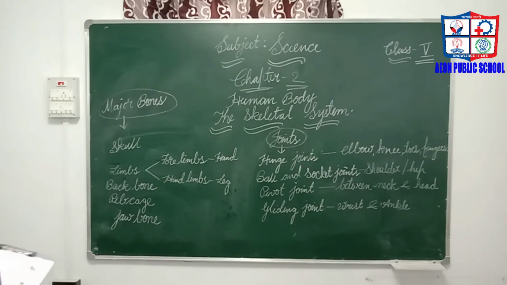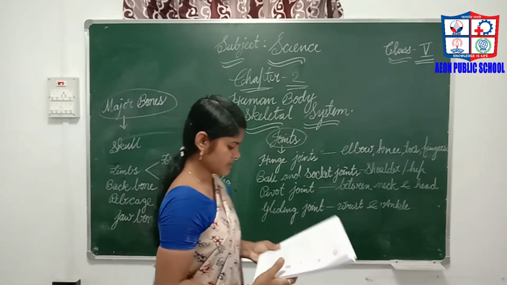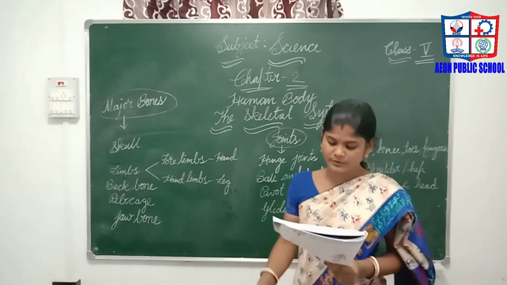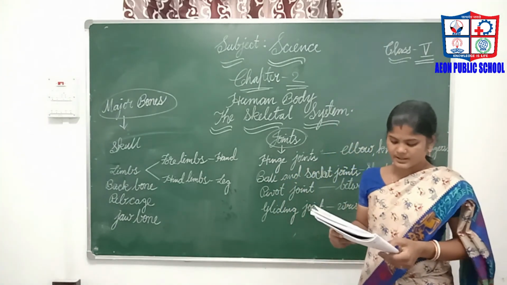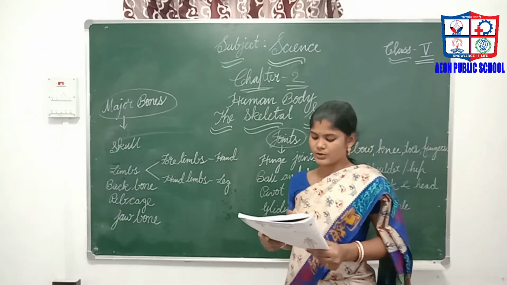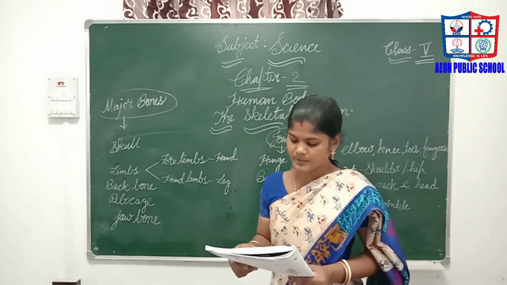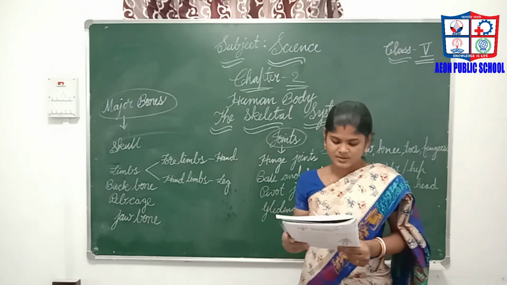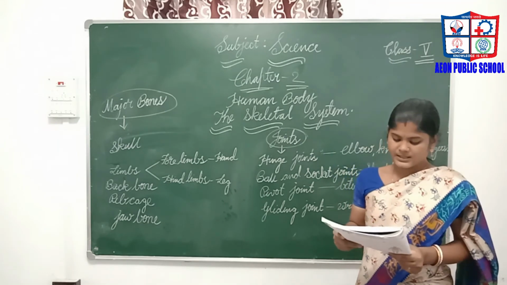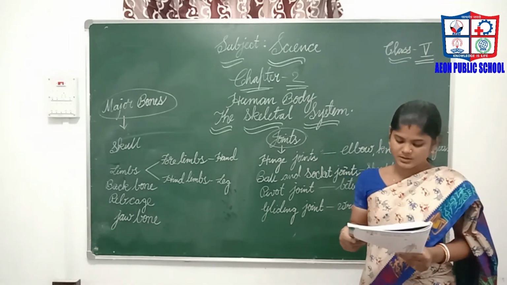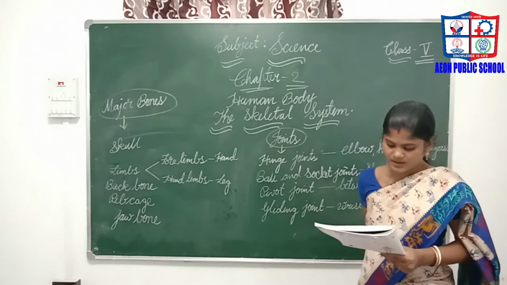Next, hind limbs or the legs are also divided into 2 parts, the upper part and the lower part. The thigh bone is known as femur. So what do you mean by femur? The thigh bone present in the upper leg is the longest bone in the body. So the thigh bone is the longest bone in the body.